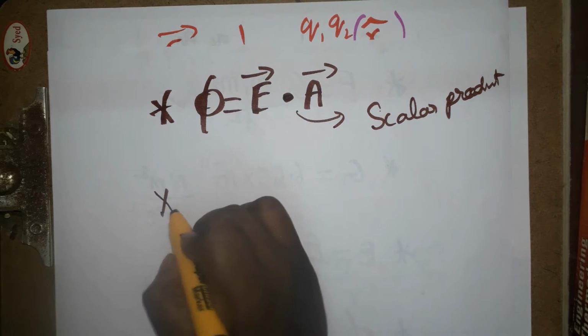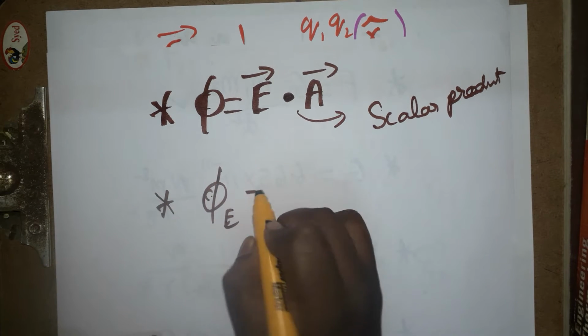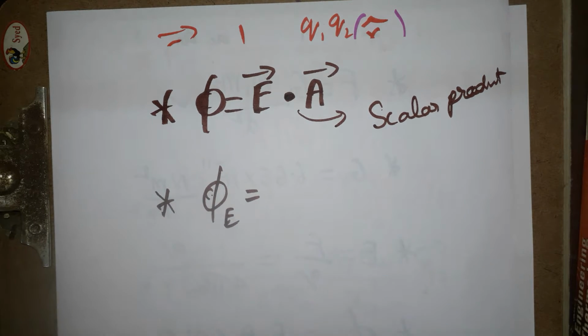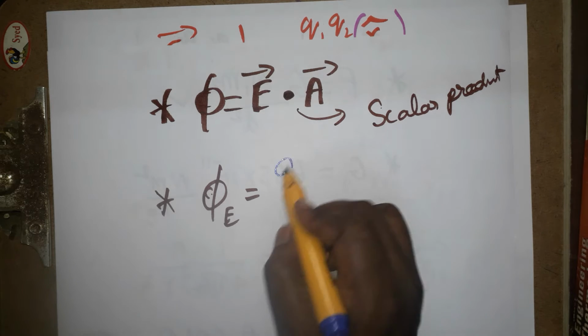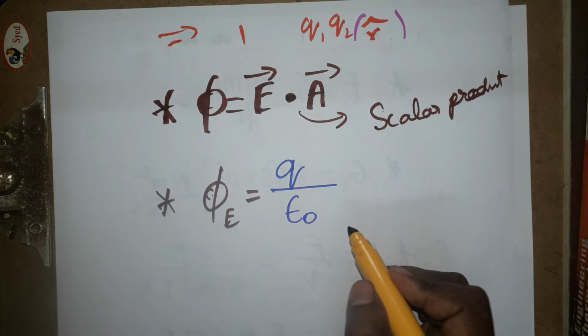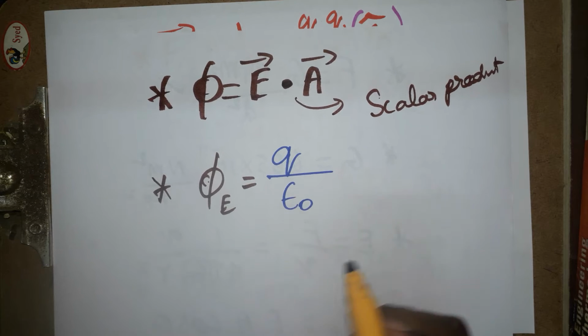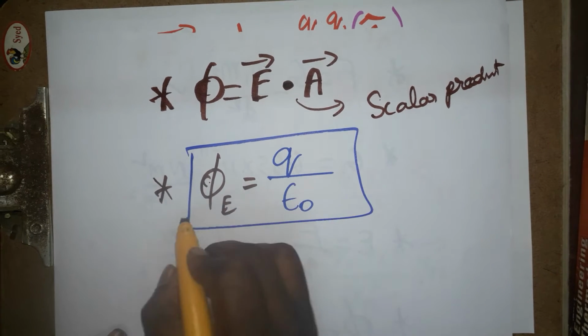The next thing, electric flux in Gauss law. Gauss explained the electric flux. Electric flux is equal to q divided by epsilon naught. Q is the charge, epsilon naught is the electric field constant. Like this you can write.